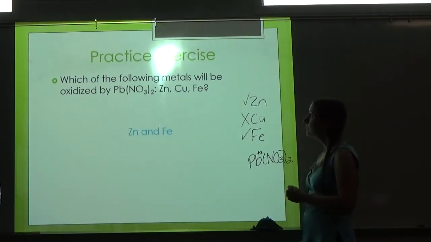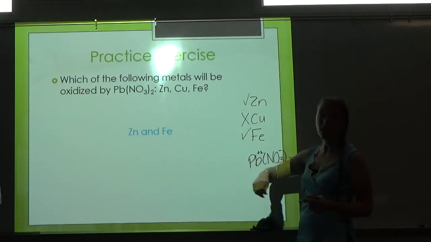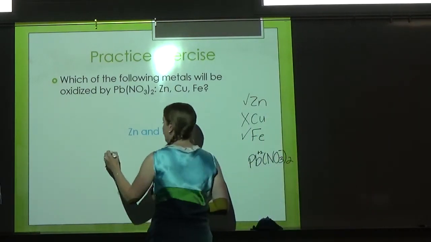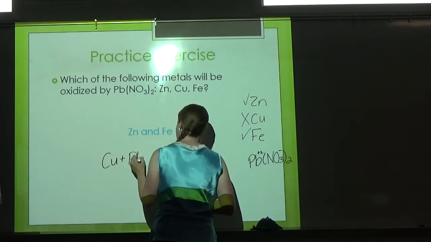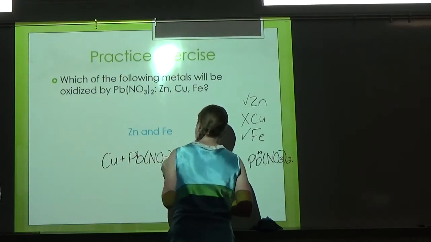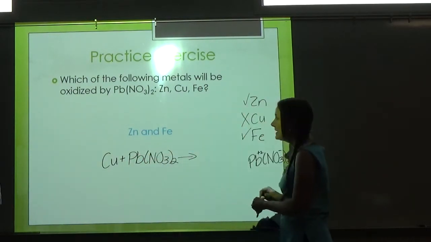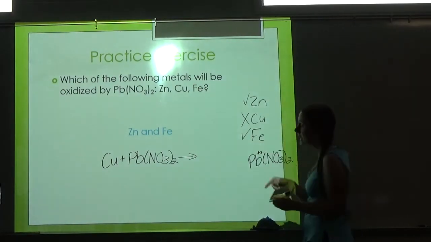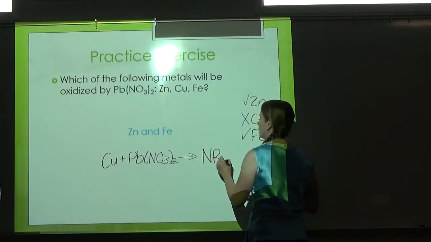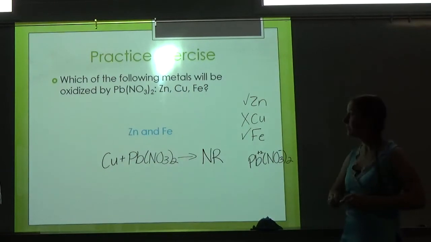So for example, if I had given you the question about copper plus lead nitrate, like say it had looked like this, and I was asking what would the products be, since there wouldn't be a reaction, you don't write any products, you just write NR or no reaction.